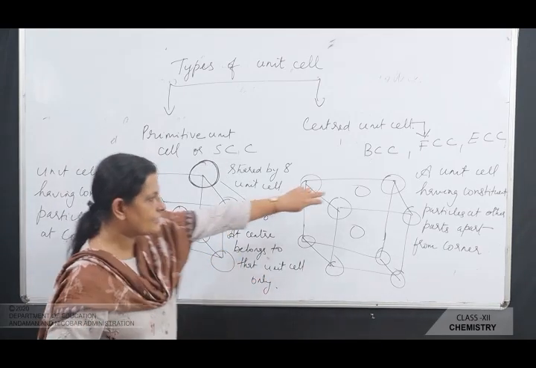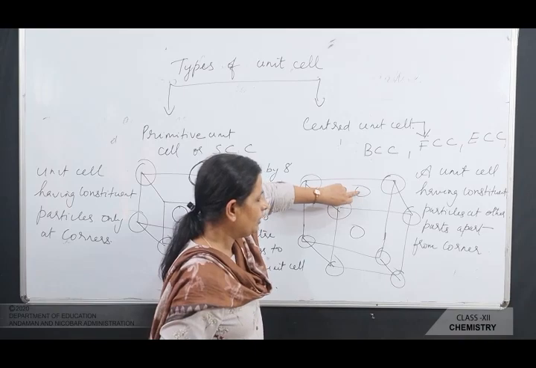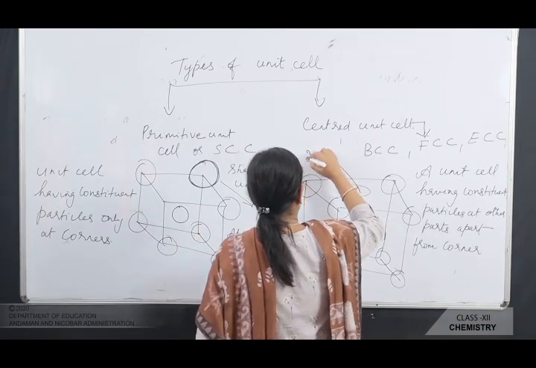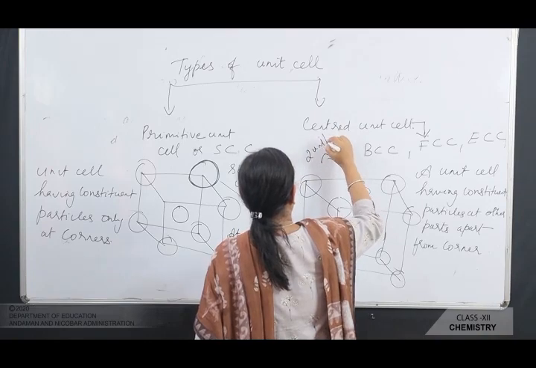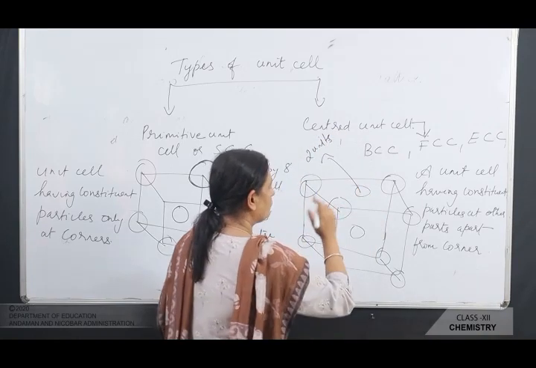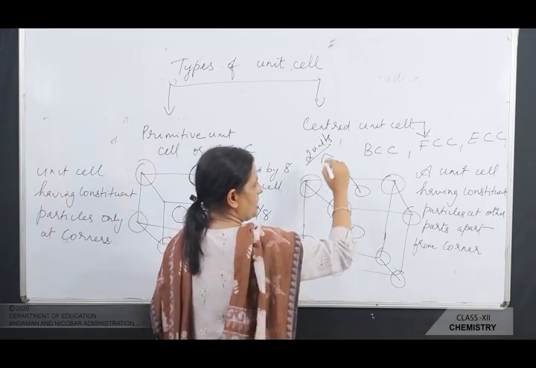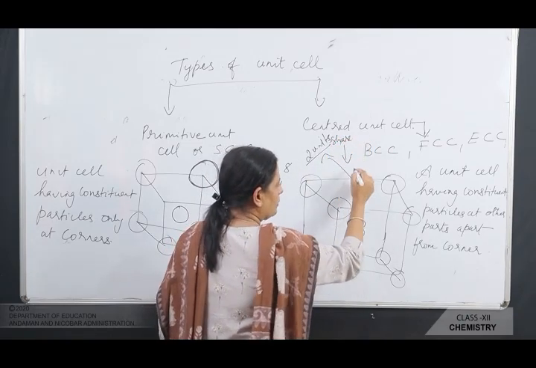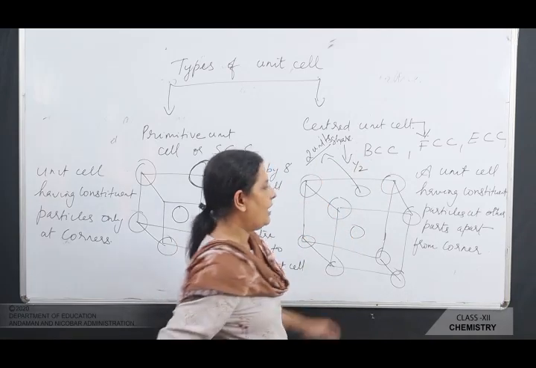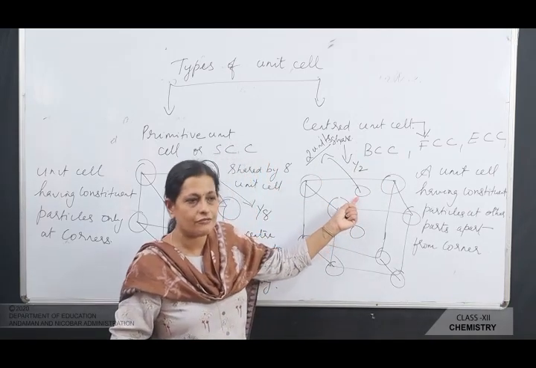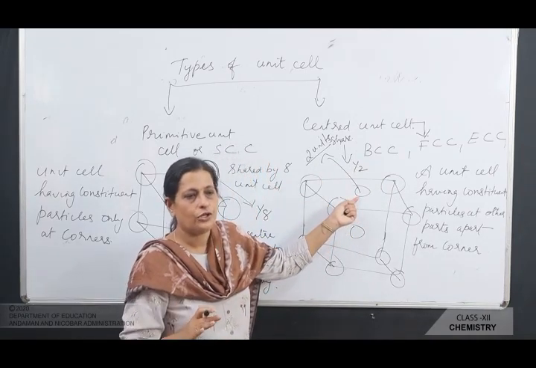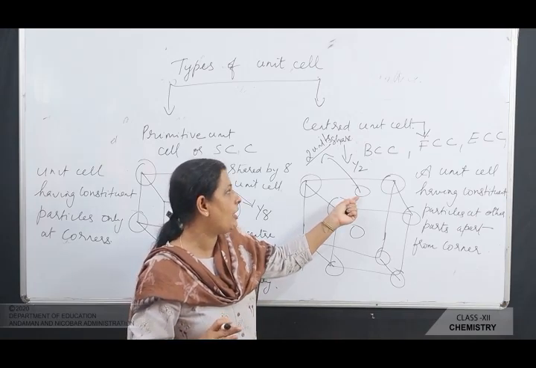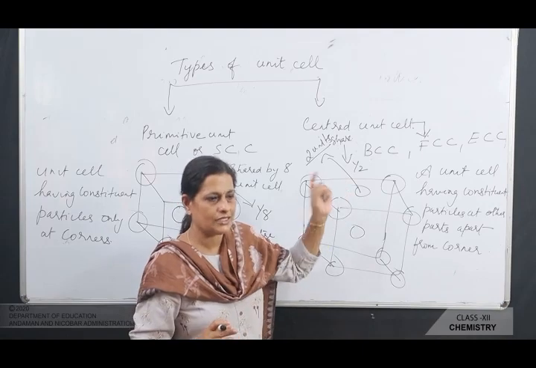Now, this is the face center. So, a particle at the center of the face is shared by 2 unit cells. So, how many unit cells are sharing an atom at the center of the face? 2 unit cells share. So, what will be the contribution to that particular unit cell? 1 by 2. A constituent particle at the center of the face is shared by 2 unit cells. So, the contribution to that particular unit cell will be how much? 1 by 2. Is it clear?